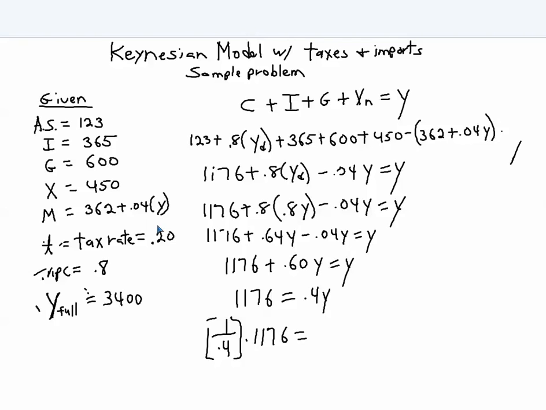1176 equals y. Now I'm out of space at the bottom of the board, but I can now take the 1176 divided by 0.4, and I get equilibrium income of $2940. Equilibrium income of $2940.